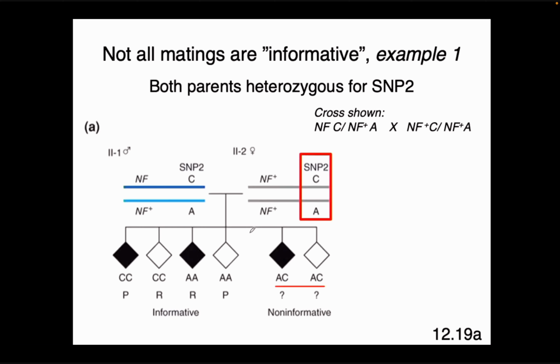Well, you can get an AC combo from either parent, right? So A and C, A can come maternally, A can come paternally. C can come maternally, C can come paternally. So these individuals don't help. And this is what the cross would look like. So if the SNP genotype is shown on the left here, you do get information, but if the SNP progeny is on the right, you don't get information from those.